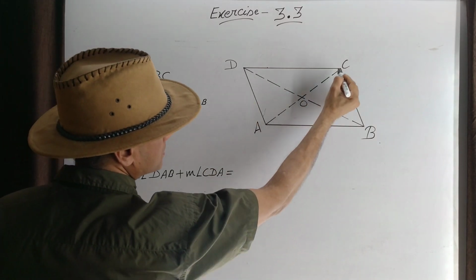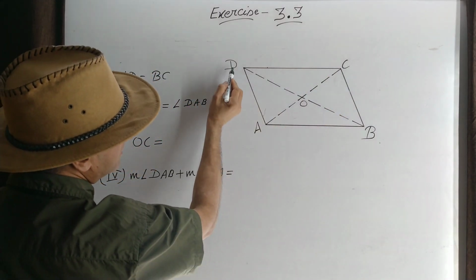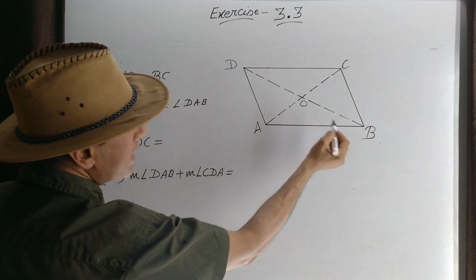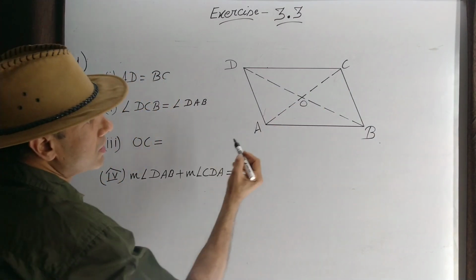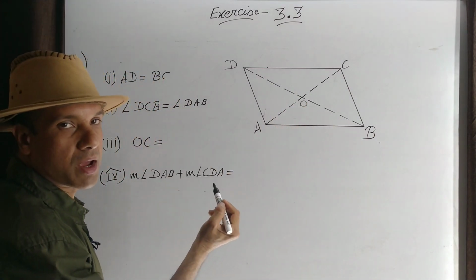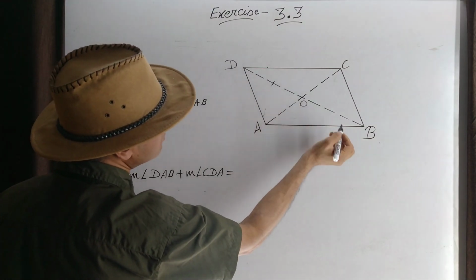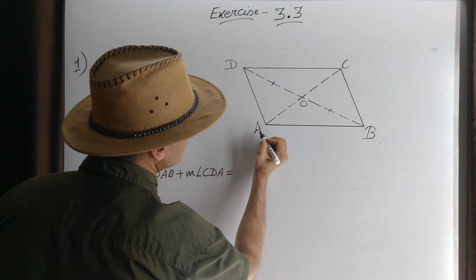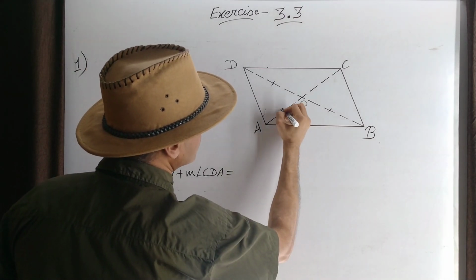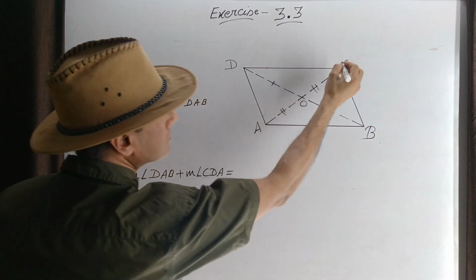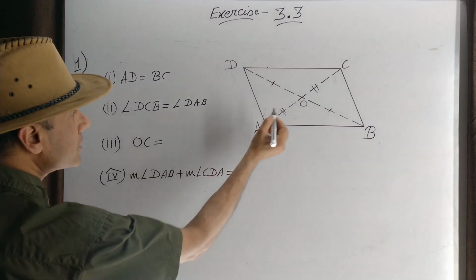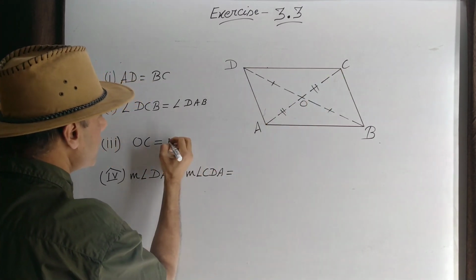OC is this segment. So DB and AC are two diagonals of this parallelogram. Two diagonals of a parallelogram bisect each other. So OD will be equal to OB and OA will be equal to OC. So OC will be equal to OA.